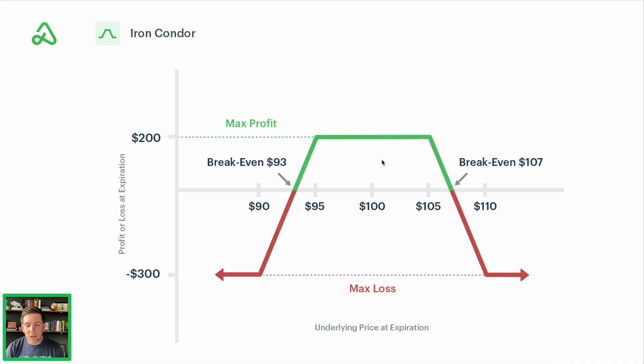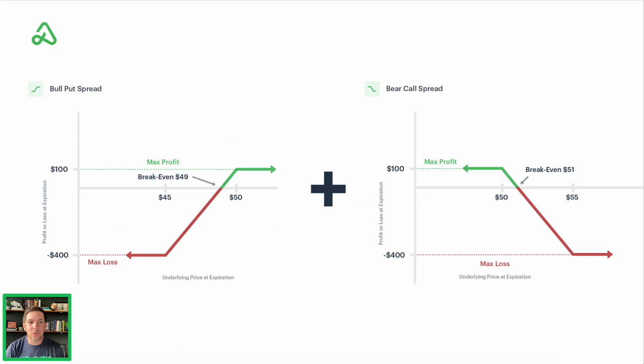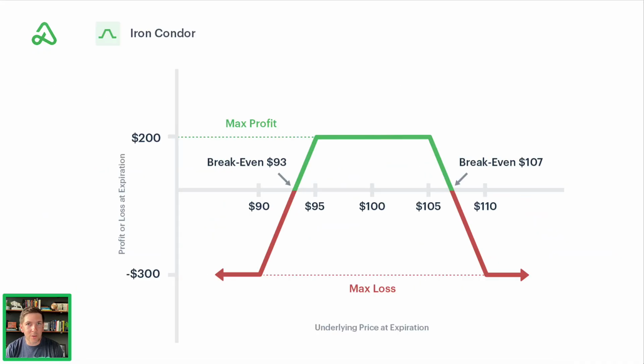Now, Iron Condors are essentially a combination of two strategies put together. So the two strategies that I mentioned before are the bull put spread and the bear call spread. That's essentially two different credit spreads. So here you've got your bullish put spread where you're selling a put option, then buying a put option at a lower strike. When you combine that together with a bear call spread where you're selling a call and then buying a call at a higher strike, you essentially, again, get this Iron Condor shape.